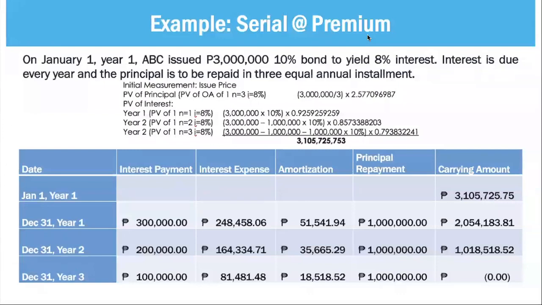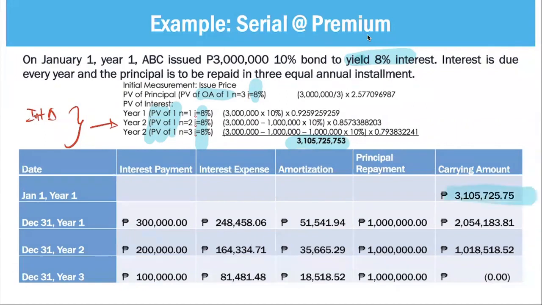So the initial measurement is your issue price. To compute for your issue price, take note, since it is again serial, the amount of our interest changes. Interest changes, that's why we computed 3 interest here. So to compute for our PV of principal, we still use PV of OA. And then PV of interest, we use your PV of 1. Now our interest rate is 8% because that is our yield rate. So once we computed all of our present value, we will get 3,105,725.75. So 3,105,725.75 we have here.